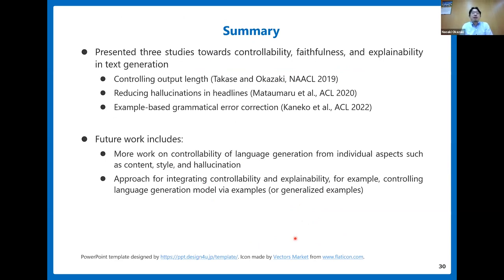So this is a summary of my talk. I presented three studies towards controllability, faithfulness, and explainability in text generation. And future work includes more work on controllability with different aspects like content, style, or hallucination. And we are also interested in integrating controllability and explainability. For example, you may want to control a language generation model via examples or generated examples. So thank you very much.